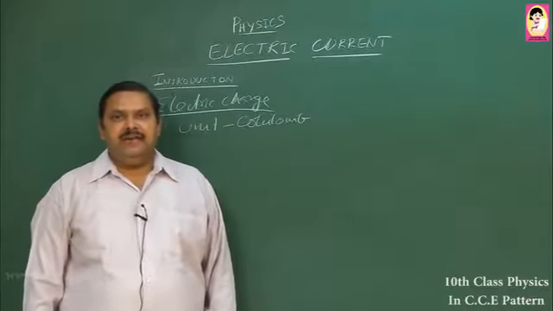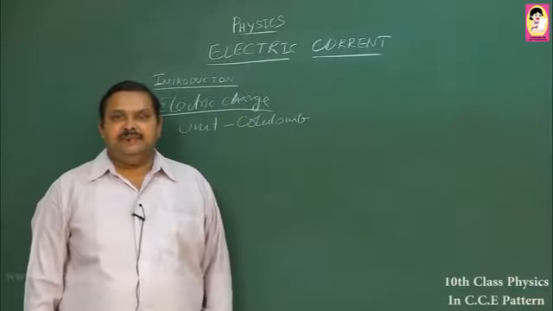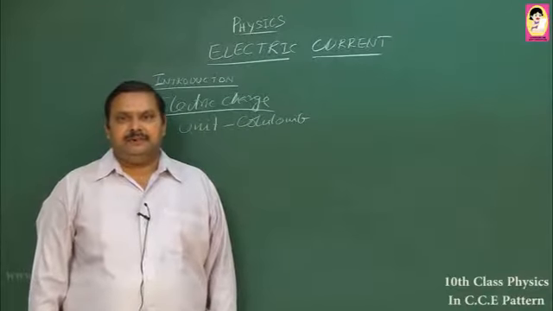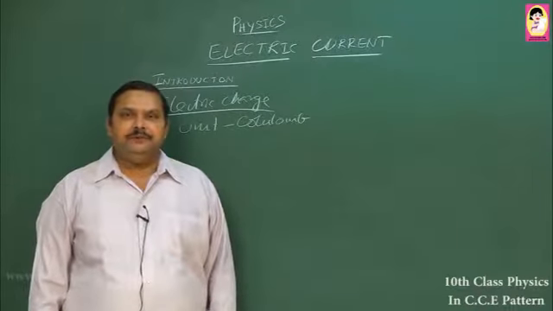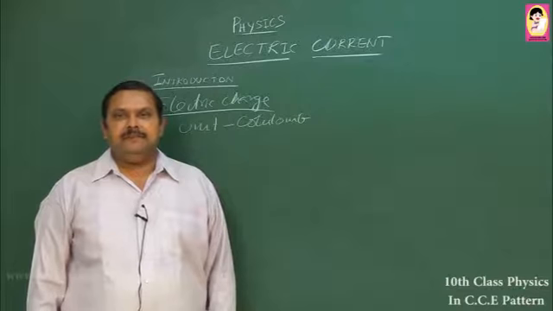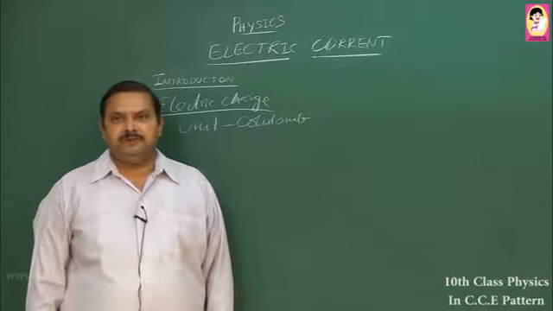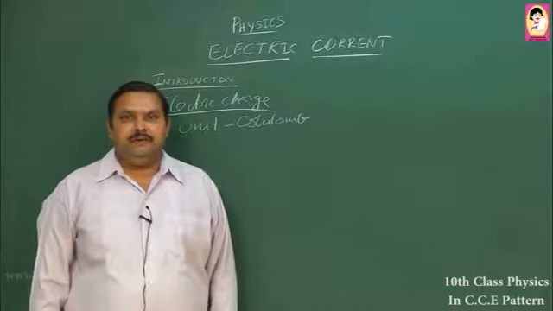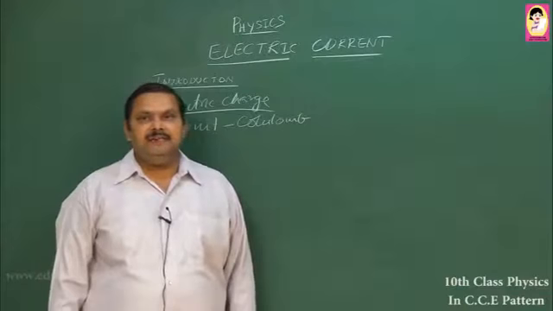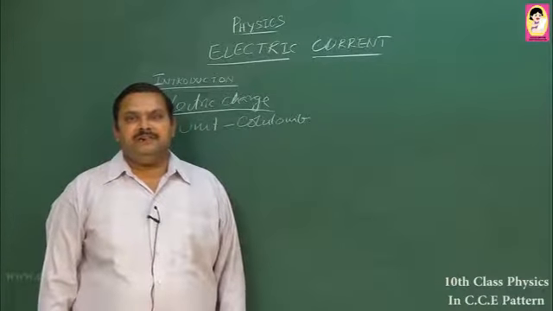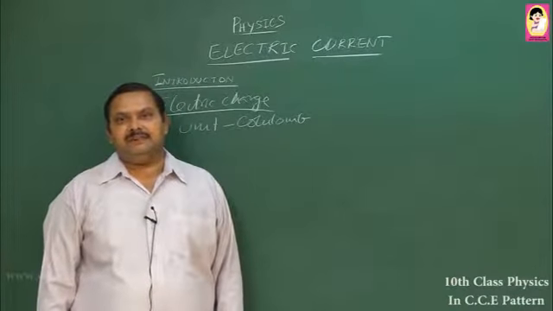As we know, an atom contains 3 types of particles: electrons, protons and neutrons. Electrons are negatively charged particles, whereas protons have positive charge. Now let us see the meaning of the term 1 coulomb of electric charge in terms of electrons.